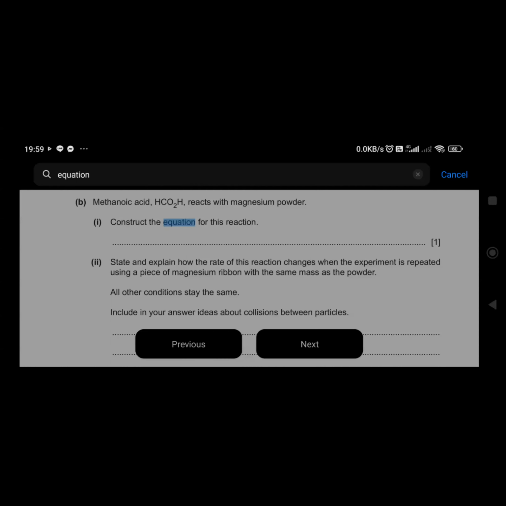Okay, let's see another one. If you check in one paper, you won't get the same type of questions a lot, right? Different types of questions come up. So here, this is also a construct-the-equation question. For this equation, it's methanoic acid and magnesium powder. Now, this is one of the organic acids, with magnesium powder, the metal. So you need to write the equation for this one.